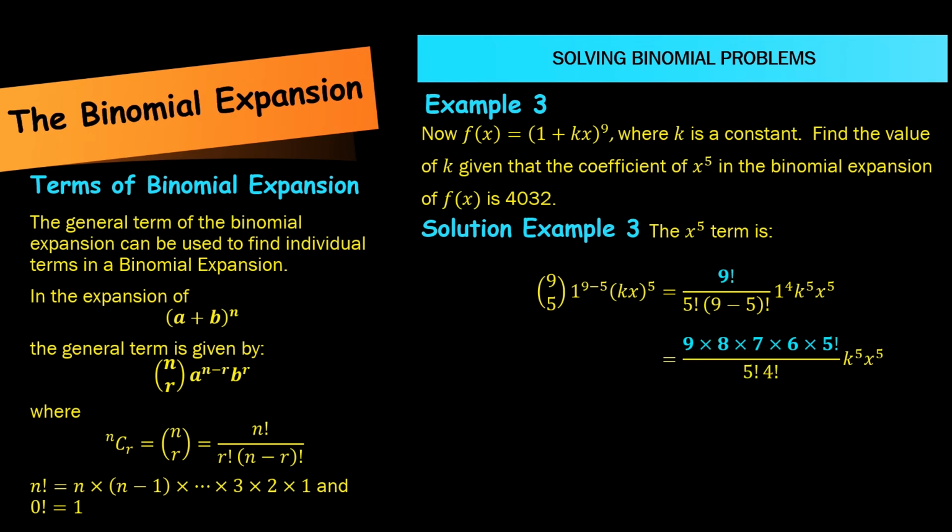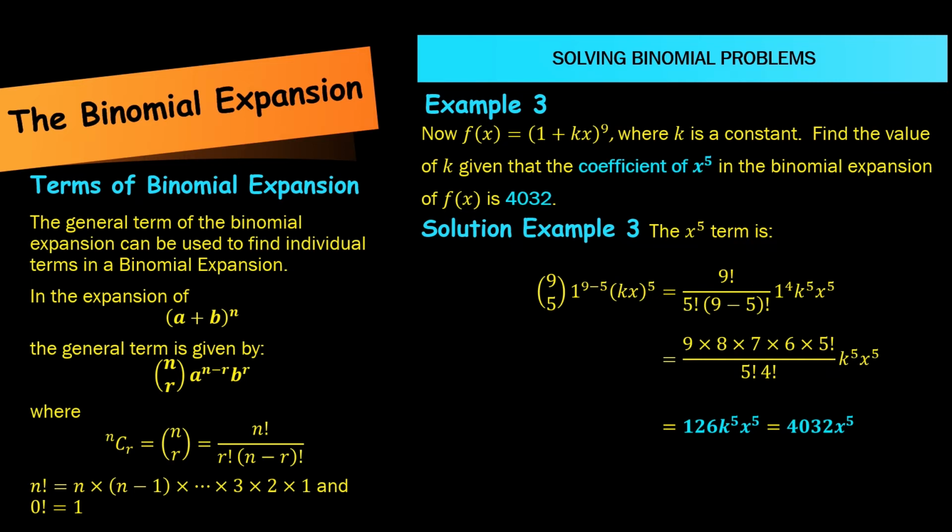And then we start the cancellation process. So we're going to express 9 factorial as shown, and we've done that so that we can cancel with the 5 factorial below. And of course 9 minus 5 factorial is 4 factorial. And here we have k to the 5 times x to the 5. So this tidies up to 126 times k to the 5 times x to the 5.